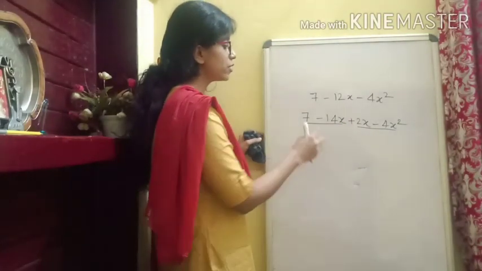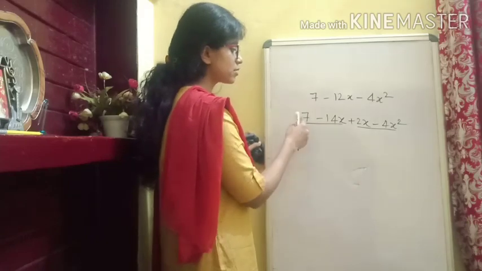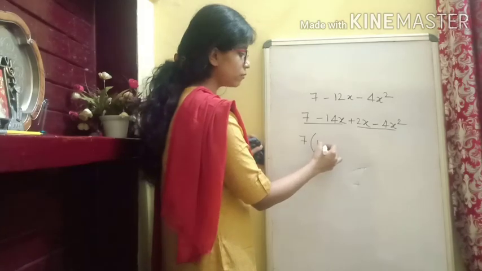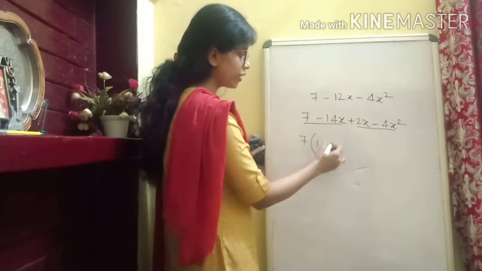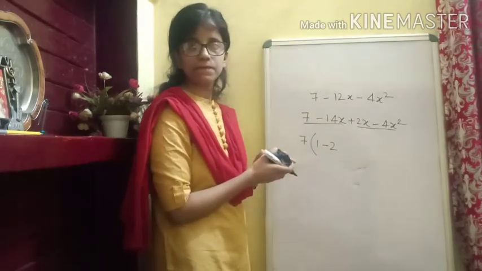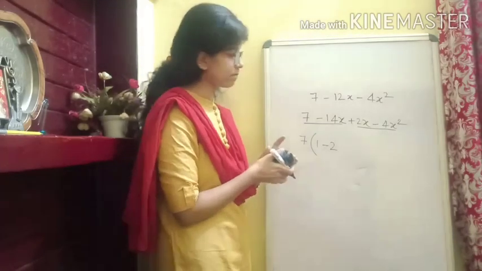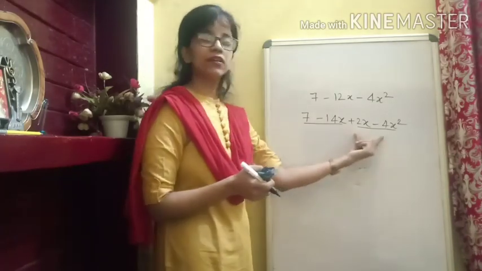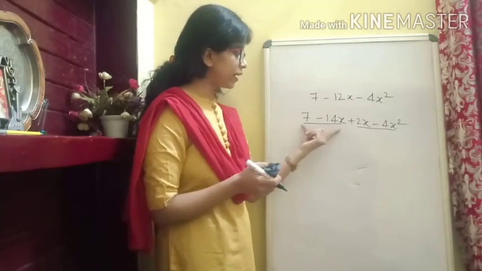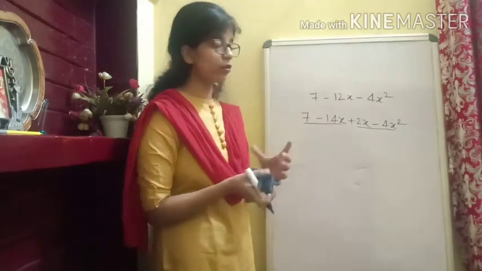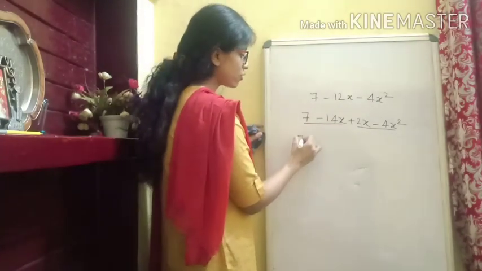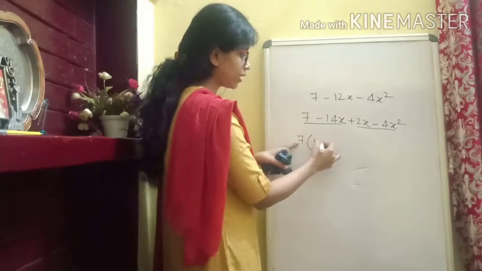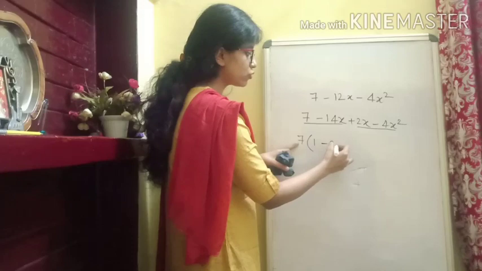Now the procedure is to take common. From these 2 terms, what is common? 7, I guess. So 7 common, we have 1 here, minus. From 14, 7 common, so we have 2. Since we have split and paired them, we have to take common. So now what is common? 7 common. What is there? 7 we have taken common, so here we have 1 minus 14, 7 common, it will be 2x.